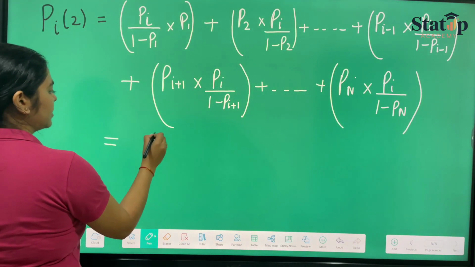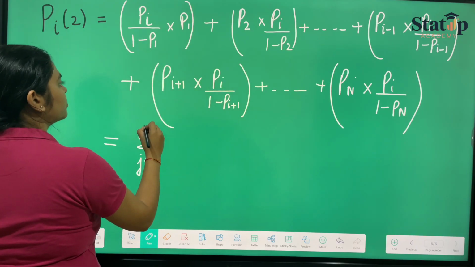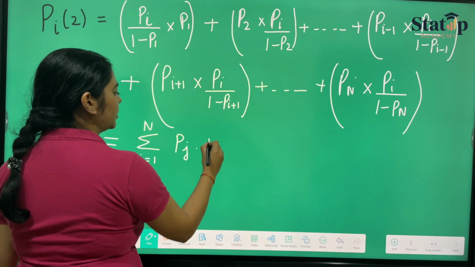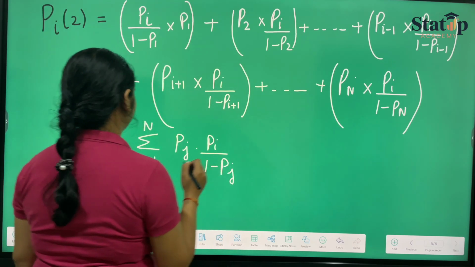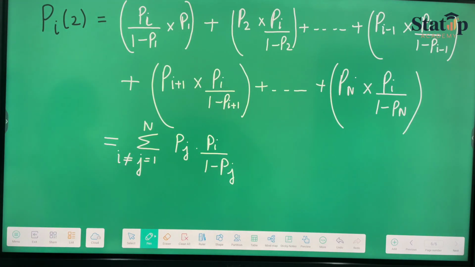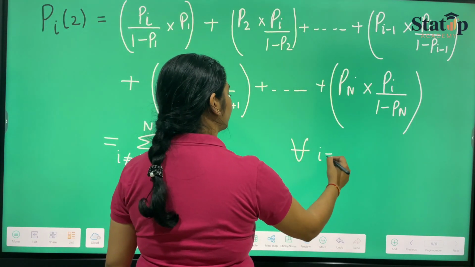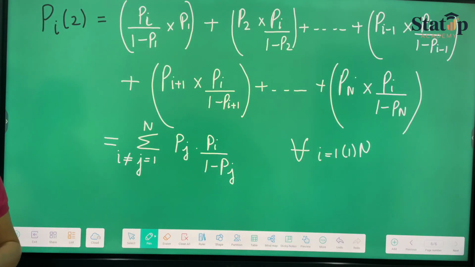We can write it as summation j goes from 1 to n of pj into pi upon 1 minus pj, where i is not equal to j. We can write it like this for all i from 1 to n. Why is i not equal to j? If we select the ith unit first, then it is not replaced. So we cannot select the ith unit the second time.